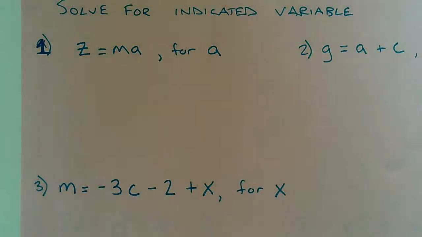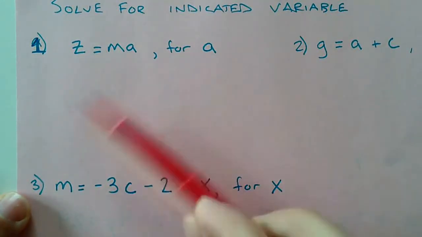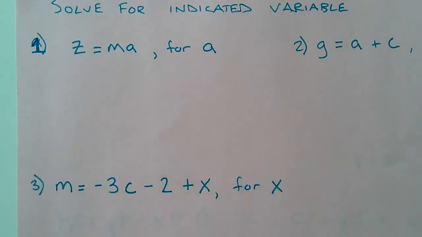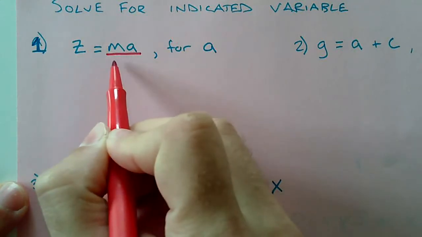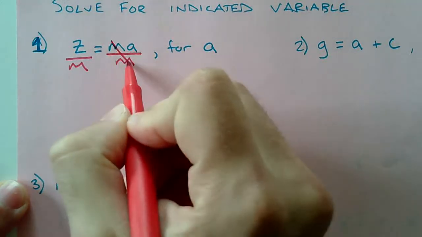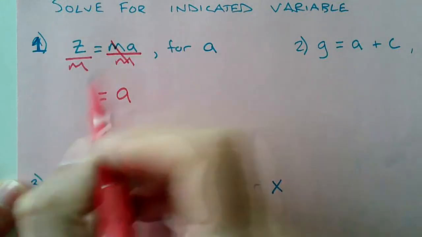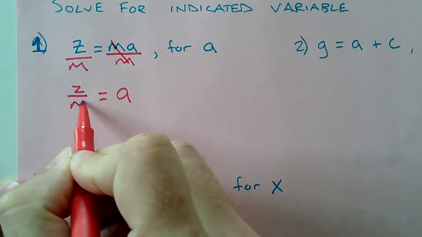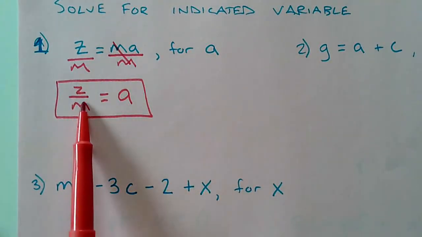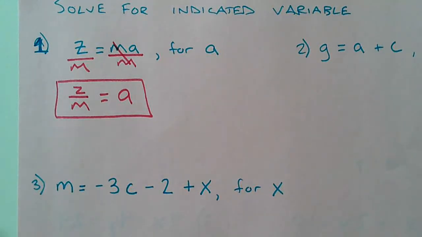We have z equals m times a, and they want us to solve for a. So if I thought about this as just a number equals a number times a, and I wanted to solve for a, I would first have to undo multiplying by m. So we would divide by m, and these would cancel. We would be left with a equals, I can't divide z by m, so I just leave it as z divided by m. And that would be our final answer. So it's a equals z divided by m.